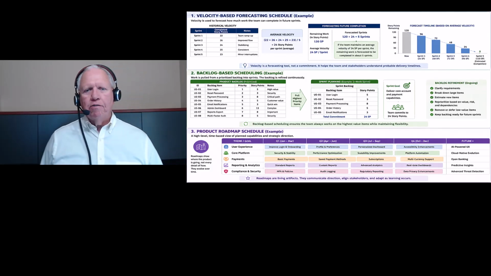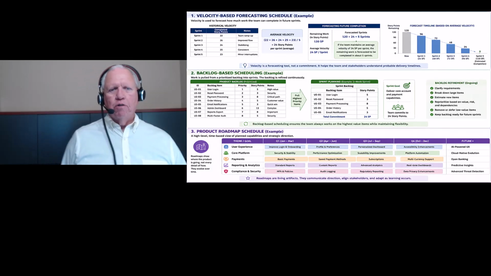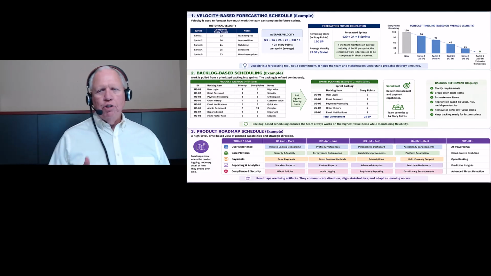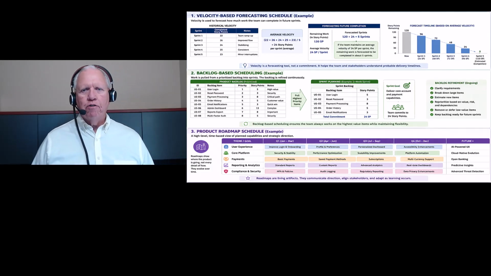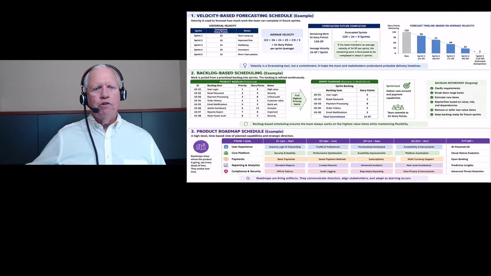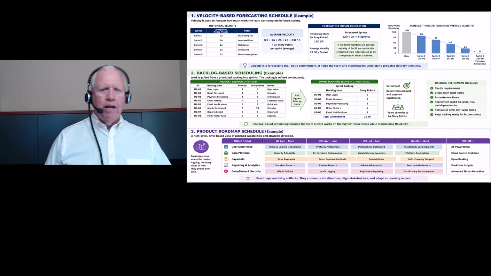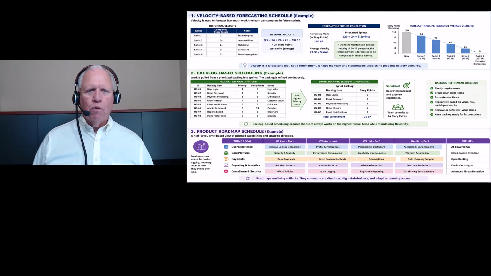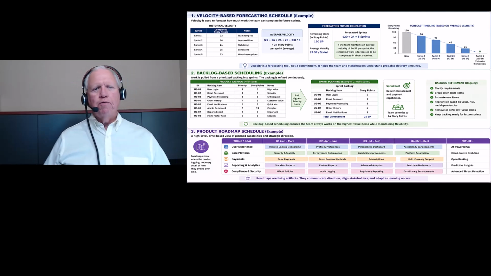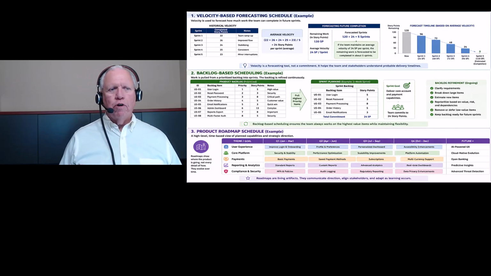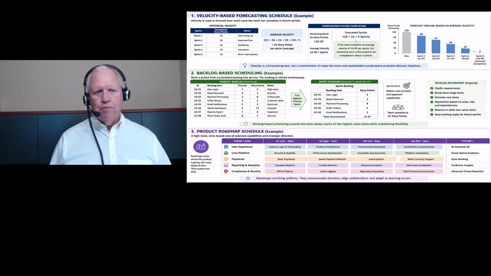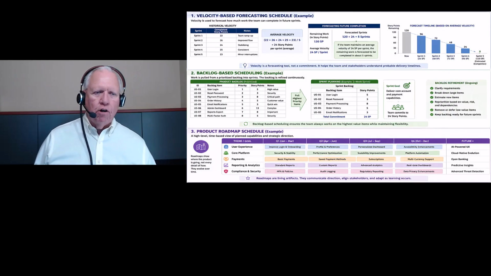A velocity is nothing more than an average of those story points. And once you use a velocity, then you're starting to plan future sprints based on that velocity. And so what you're looking at, as you see in this graphic here, 24 story points. So from this point forward, you're planning 24 story points for all future sprints. And then you'll notice backlog-based scheduling.